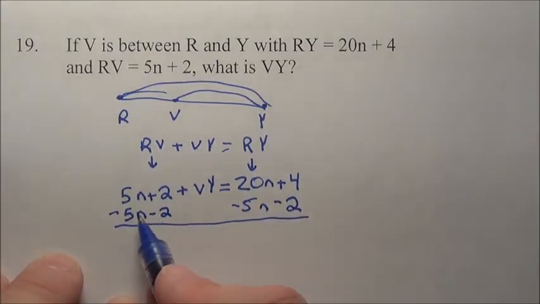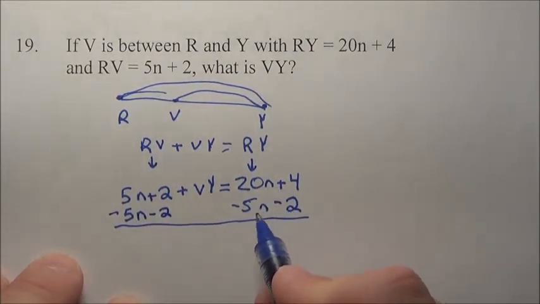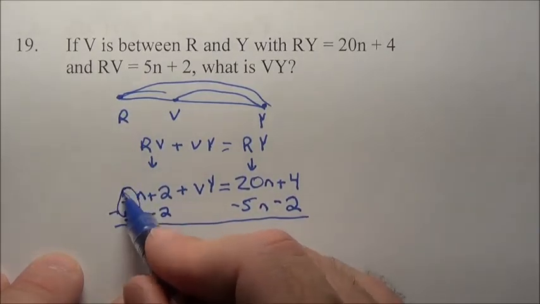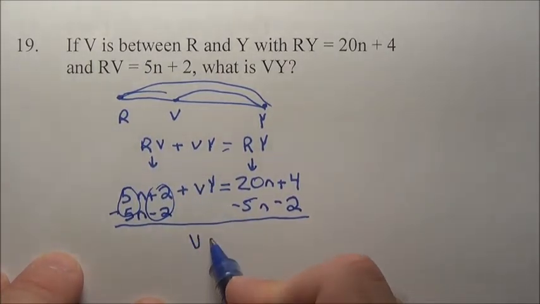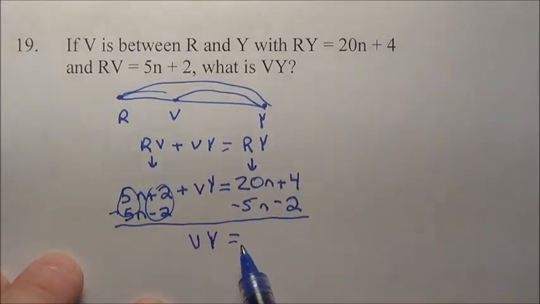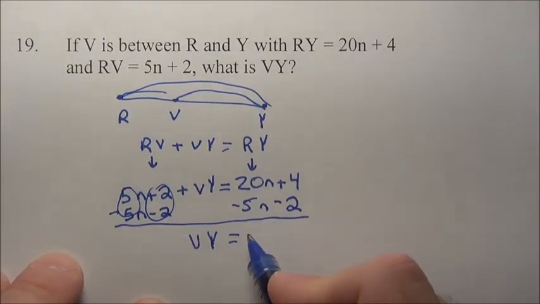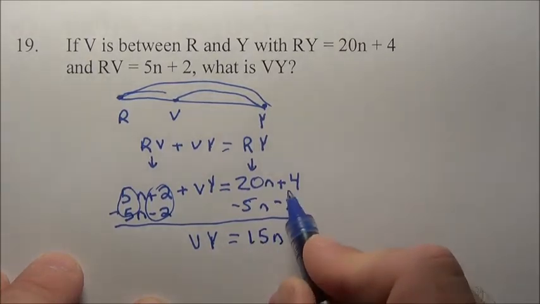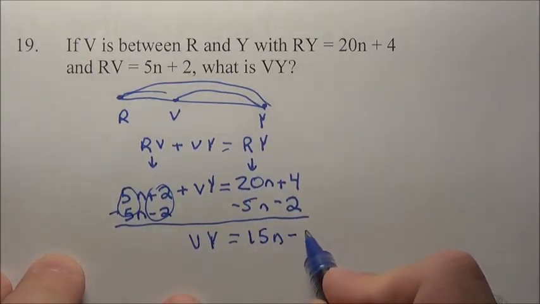Since I'm doing that to the left side of the equal sign, I've got to do the same thing to the right. That's going to get rid of that, get rid of that. I'm left with VY equals, so now I'm going to have my answer. What is VY equal to? VY is equal to 20N minus 5N, which is 15N. 4 minus 2 is a plus 2.